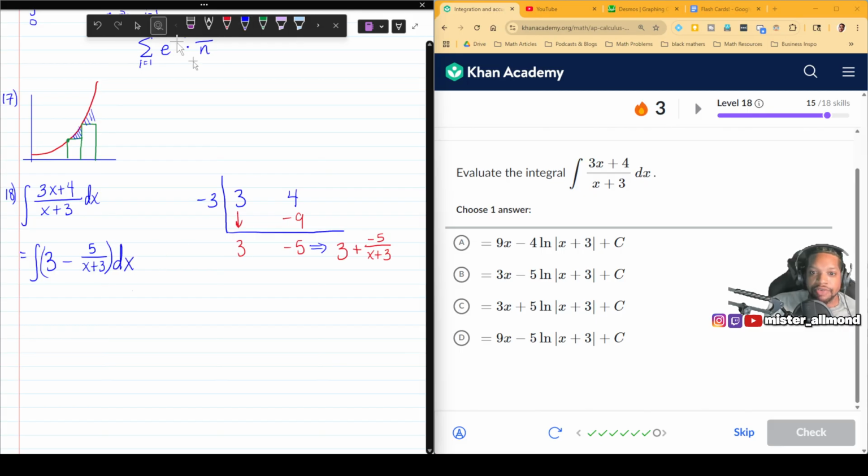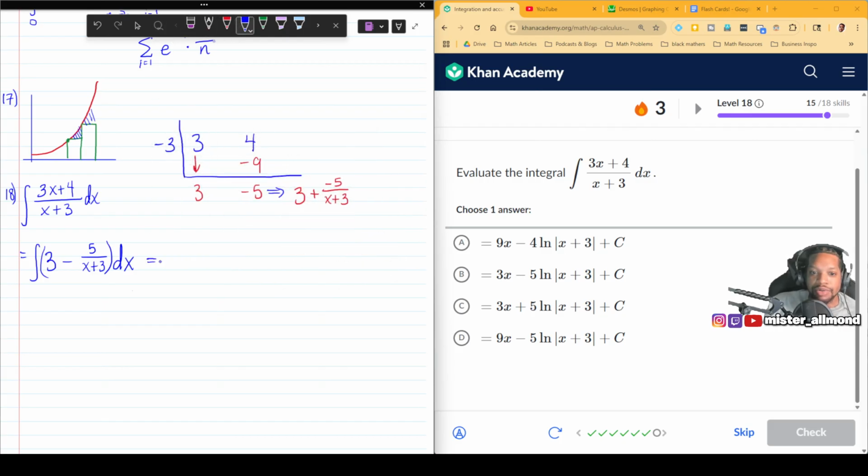Okay, so let me move this synthetic division out of the way real quick. That then means this could be equal to 3x, and then, so it's either B or C. And then I can write this as minus 5. Actually, I'm going to do this for the sake of showing my work. I can write this as minus 5 times the integral of 1 over x plus 3. That's what I would prefer to do, because that way I can see that this integral is just ln of x plus 3. So my final answer will be 3x minus 5 ln absolute value of x plus 3.